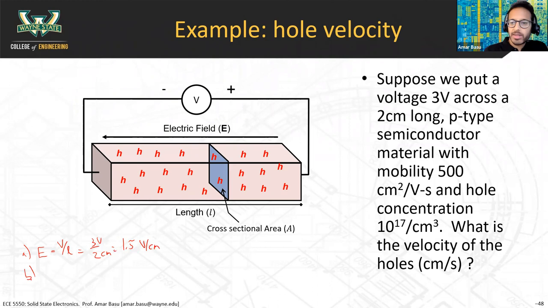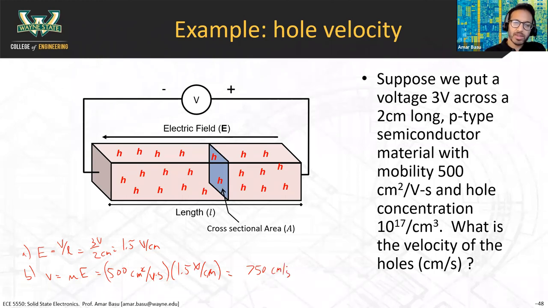And then part B is where we figure out the velocity. The velocity is equal to the mobility times the electric field. Mobility is 500 centimeters squared per volt second, and the electric field we found is 1.5 volts per centimeter. Just so you can see the units, the volts will cancel, one of the centimeters will cancel, and you're left with centimeters per second. So this will be 750 centimeters per second.